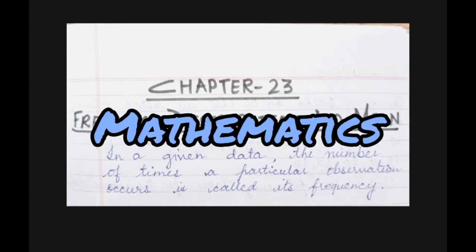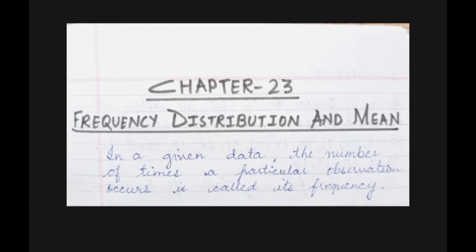Today I am going to start the first chapter of your unit test 3. So the first chapter of your unit test 3 is chapter 23, frequency distribution and mean. So what is frequency? In a given data, the number of times a particular observation occurs is called its frequency. Let's understand with examples.